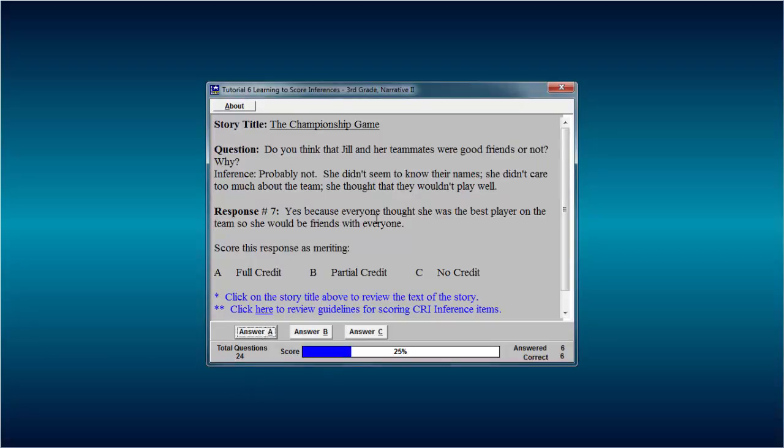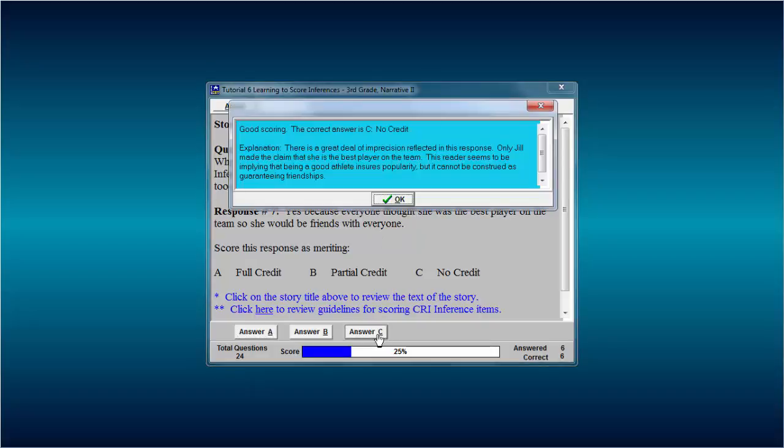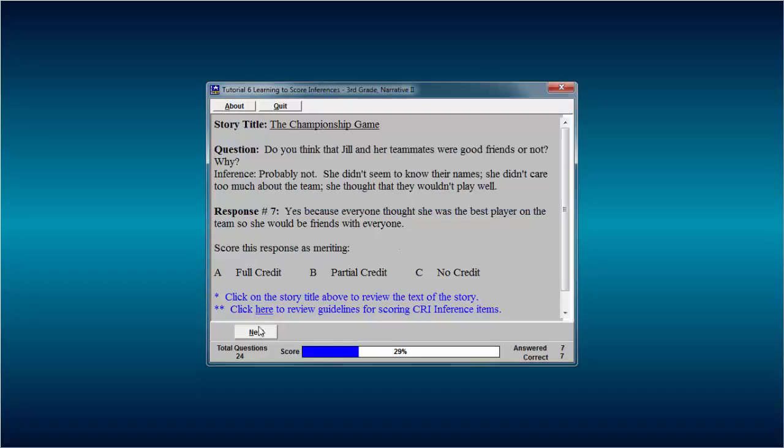"Yes, because everyone thought she was the best player on the team, so she would be friends with everyone." Now here's a student who takes that little thing that Jill said, she's the best player, and applies it to everybody. So this is a comprehension problem. No credit. All right? So we move on.